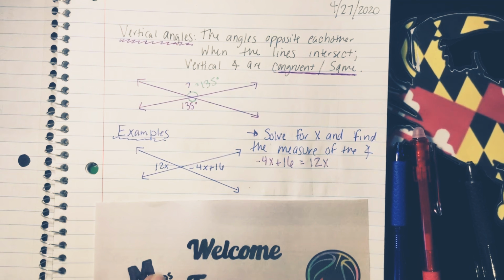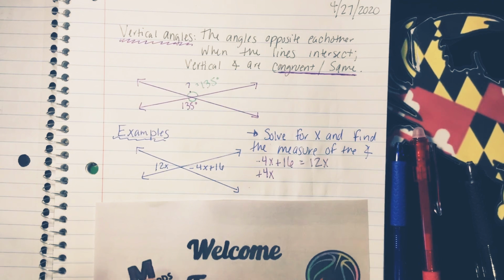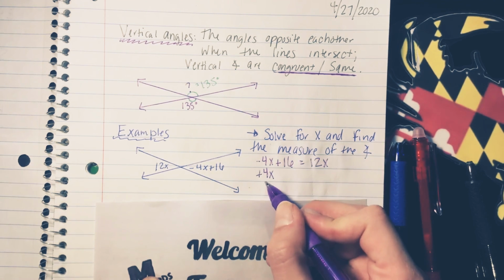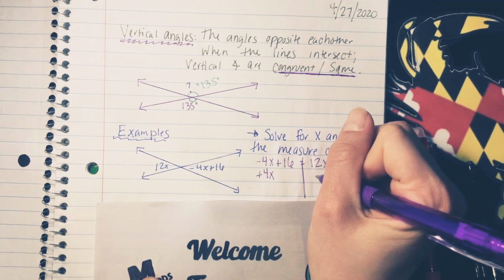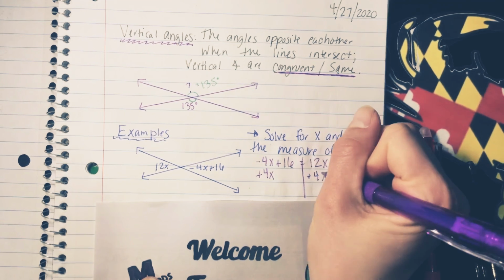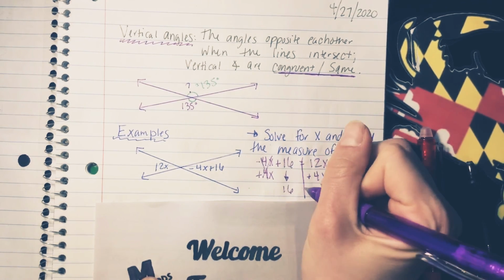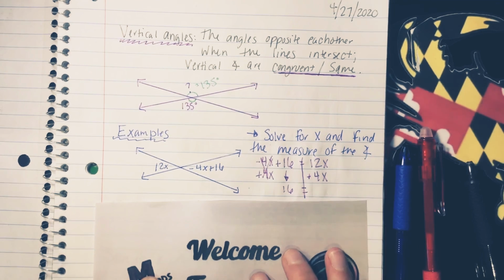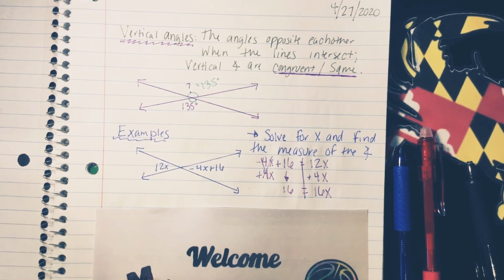This looks a little tricky, but remember we need to get the variables on one side and the numbers on the other side. I don't really like dealing with negatives, so I'm going to add 4 to both sides. Remember, whatever I do on one side, I also do to the other side. Make sure you put your line down the equal sign. I'm adding 4, these cancel, and I'm bringing down my 16. 16 equals 12 plus 4, which is 16x.